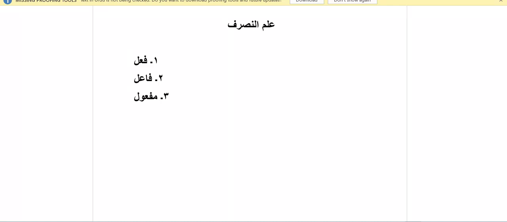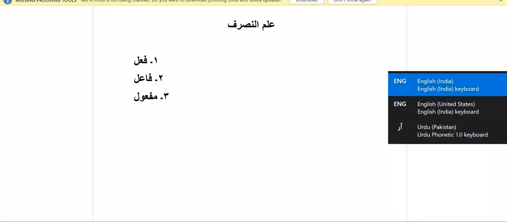Fi'l, fa'il, maf'ul. What is fi'l? Fi'l is just action. What is fa'il? Doer of that action. And what is maf'ul? We can say the object, or the one on which the action occurred.